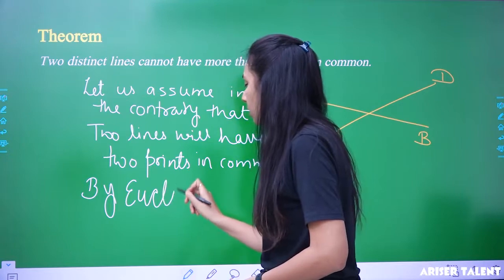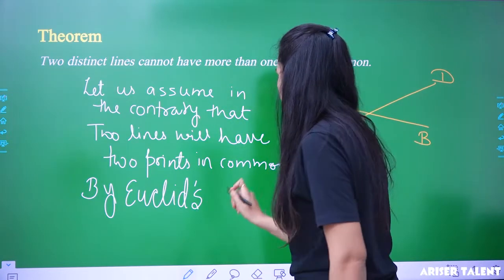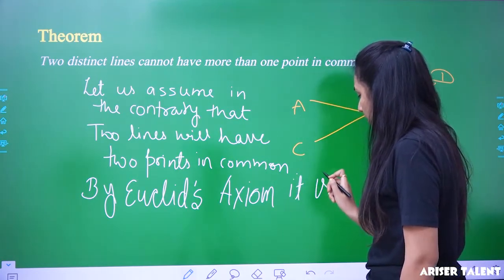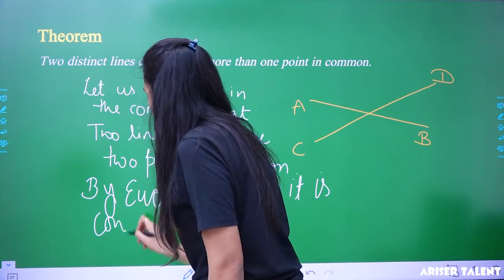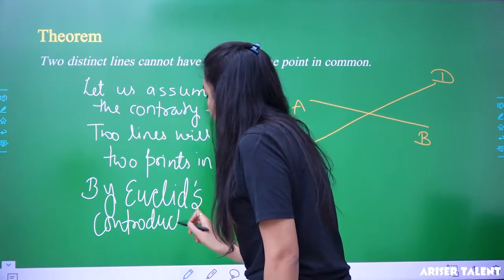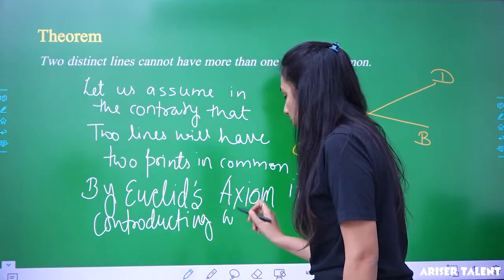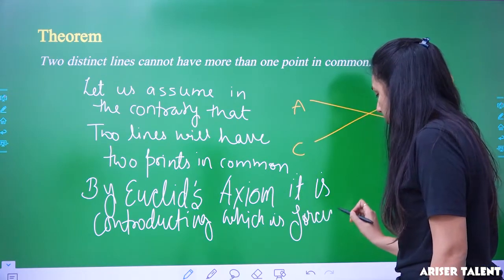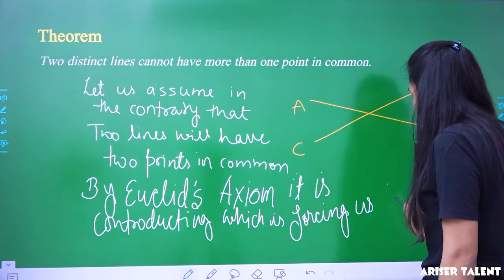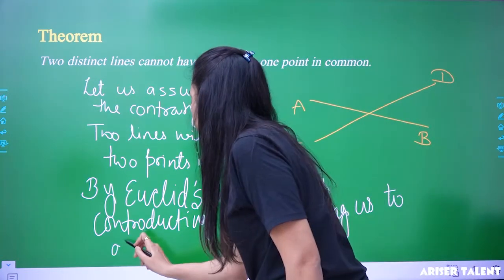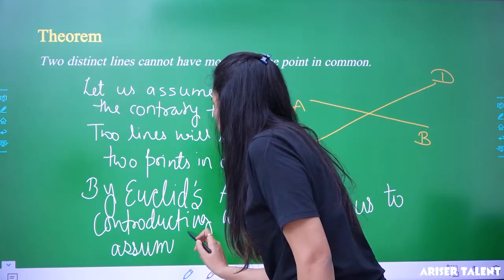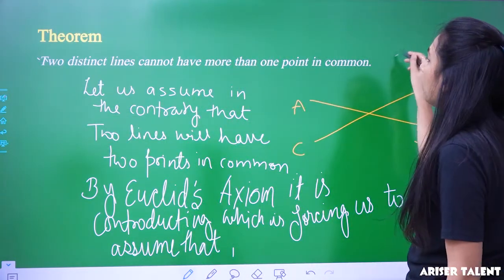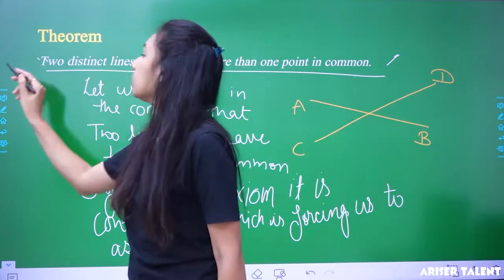So by Euclid's axiom, it is contradicting what we have assumed in the construction, which is forcing us to conclude that two distinct lines cannot have more than one point in common.